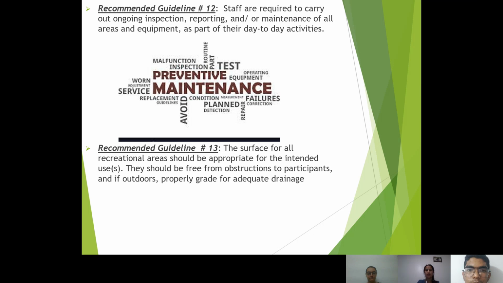First of all, the 12th guideline is about staff being required to carry out ongoing inspection, reporting, or maintenance of all areas and equipment as a part of their day-to-day activities. The 13th guideline is about the surface for all recreation areas, which should be appropriate for the intended uses. They should be free from obstructions to participants and, if outdoors, properly graded for recreants.